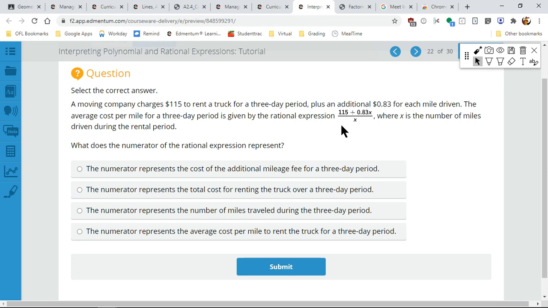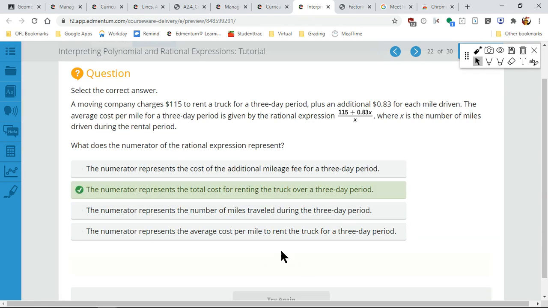So what does the numerator represent? Okay, so that's how much we have to pay for the truck right off the bat. And then this represents for every mile. So this represents our total cost of the thing. And then dividing it by the number of miles would be our cost per mile. But we're just talking about the numerator. So the numerator represents not the average cost per mile, it represents the total cost of renting the truck. I don't like that they use the word 3 days. It's trying to trick you by giving you another number.